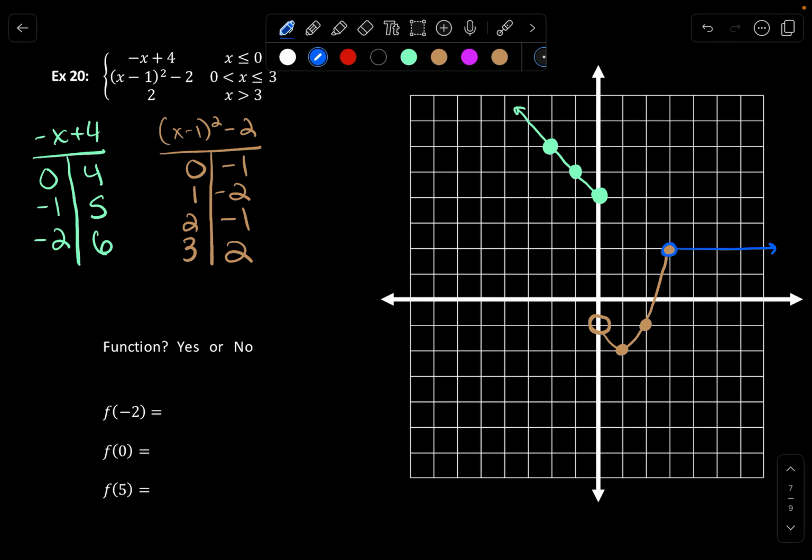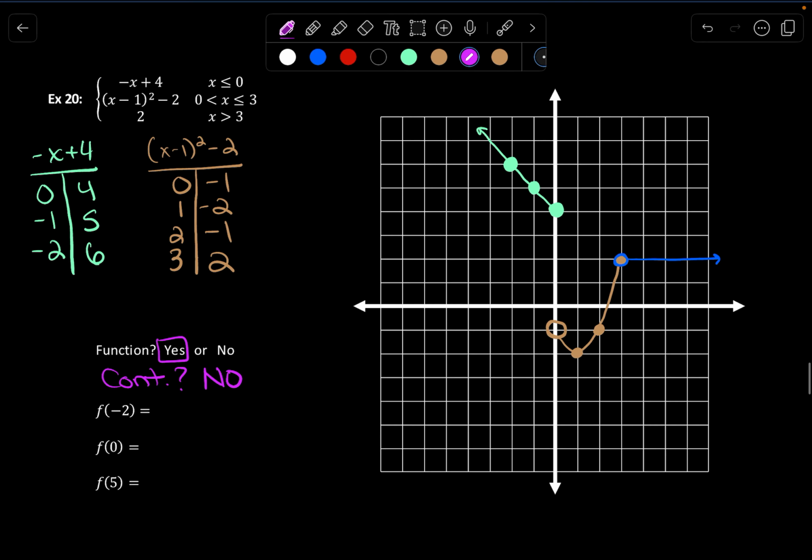Okay, is this a function? It does pass the vertical line test. So at no point is there more than one y value for one x value. The next question is, is it continuous? Well, based on what we did with the last one, the answer is no because of this break here. If these were connected, then it would be, because this is continuous here. But it's not. There's a break, so the answer is no.